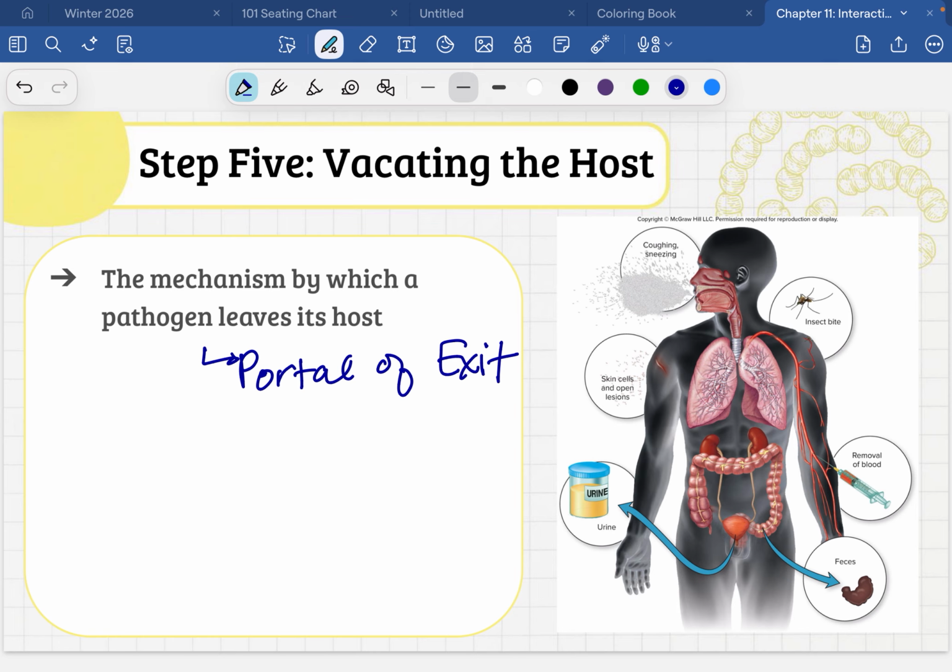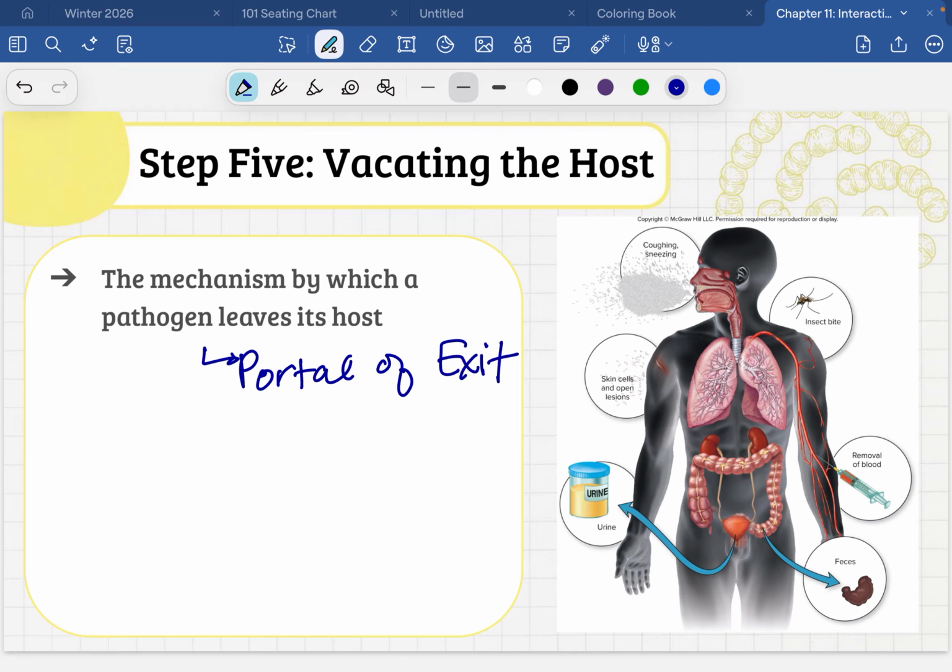And this can have a huge impact on the overall pathogenicity of an organism. How an organism leaves its current host and infects a new one is a huge part of how dangerous that organism is and how infective that organism is.